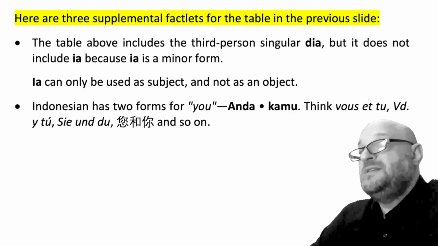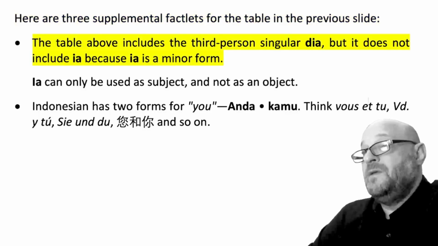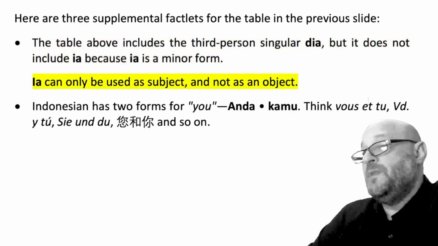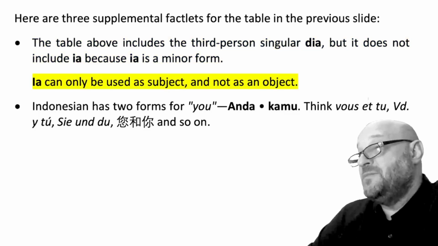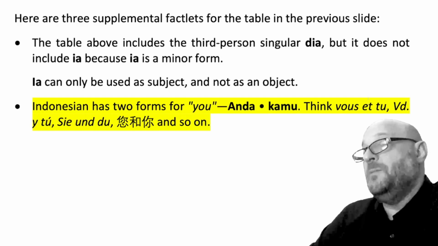Here are 3 supplemental factlets for the table on the previous slide. The table above includes the third person singular dia, but it does not include ia, because ia is a minor form. Ia can only be used as a subject, not as an object. Indonesian has 2 forms for you: anda, kamu. Think vous and tu, usted and tú, sie and du, nín and nǐ, and so on.